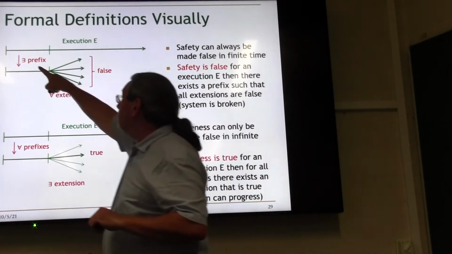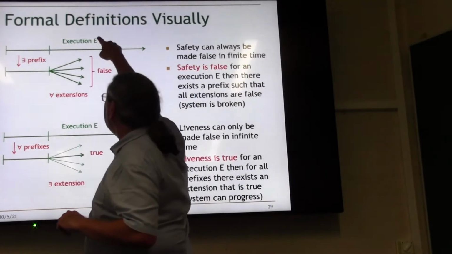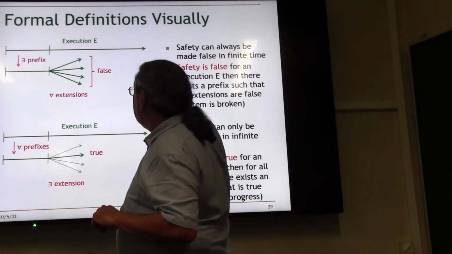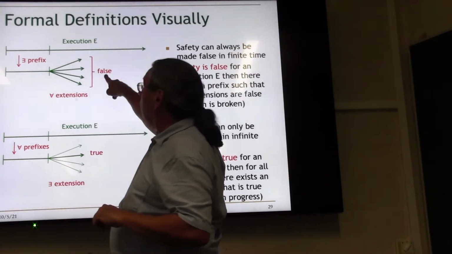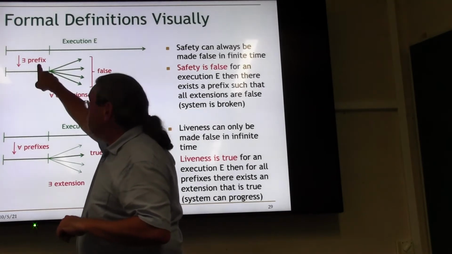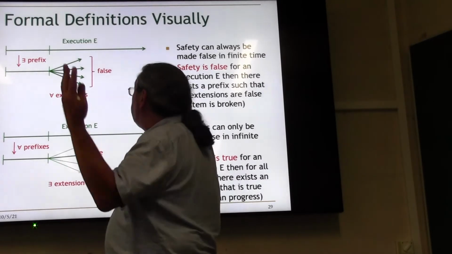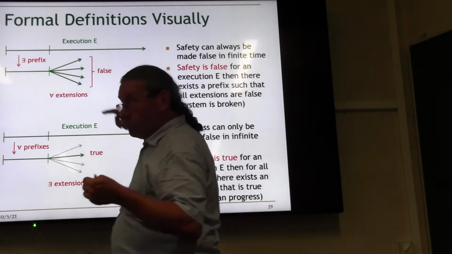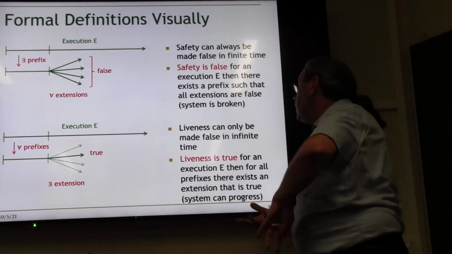So here I have an execution. If this one is unsafe, then there exists a prefix such that all extensions are unsafe. Unsafe execution: there exists a prefix where the system is broken. So once it's broken, all executions will be unsafe.